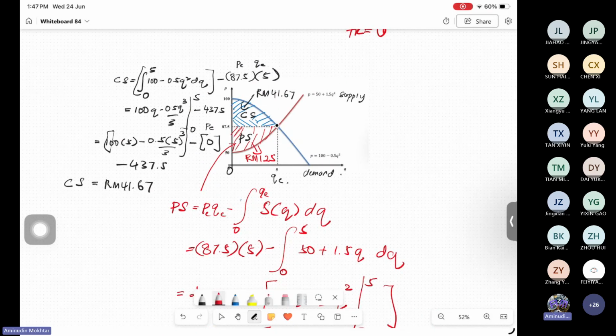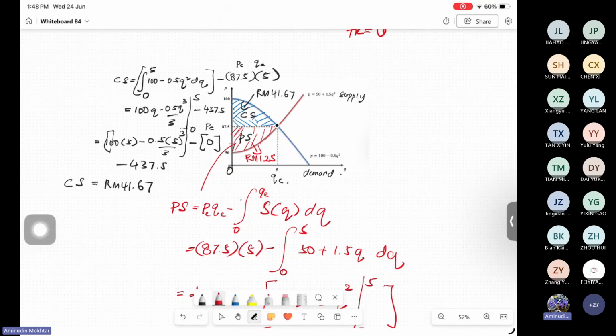How to apply the concept of total area under the curve to find the consumer surplus or producer surplus. Okay, in conclusion, I can say that this integration topic is related to the total area under the curve.